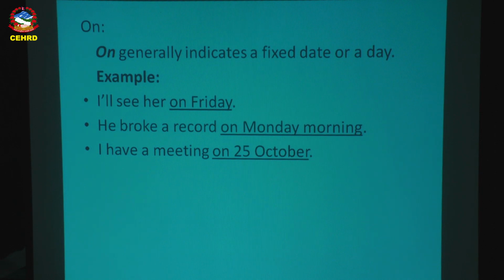And whenever there is a date, in Nepali we call it gate, tithi, we use on. On 25 October. But don't get confused, if the day is not given, if 25 is not given, we use in October, right? So we use on 25 October because it's a day, or it's a date. On Monday morning, Monday is the day.